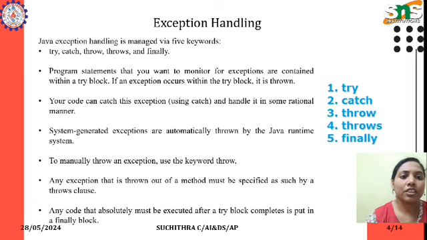System generated exceptions are automatically thrown by the Java runtime system. To manually throw an exception, use the keyword throw. An exception that is thrown out of a method must be specified as such by a throws clause. Any code that absolutely must be executed after the try block completes is put in a finally block.